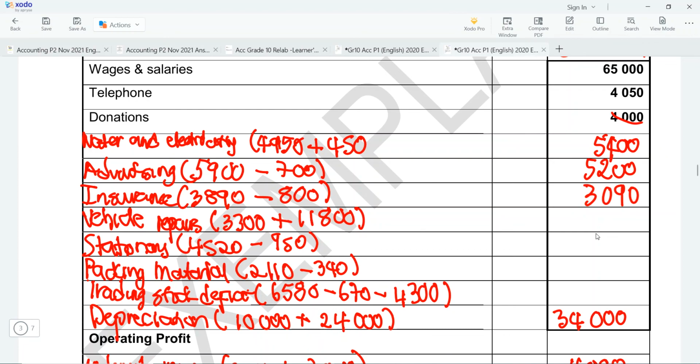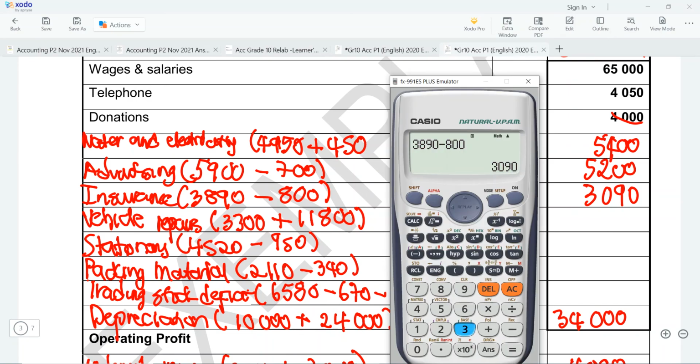3,090. Rand and cents, sorry. For me, the way I pronounce these numbers is to help me to not make mistakes when I write. But when you pronounce them, please use the right academic language. Don't pronounce them like me. I'm a teacher. So yeah.